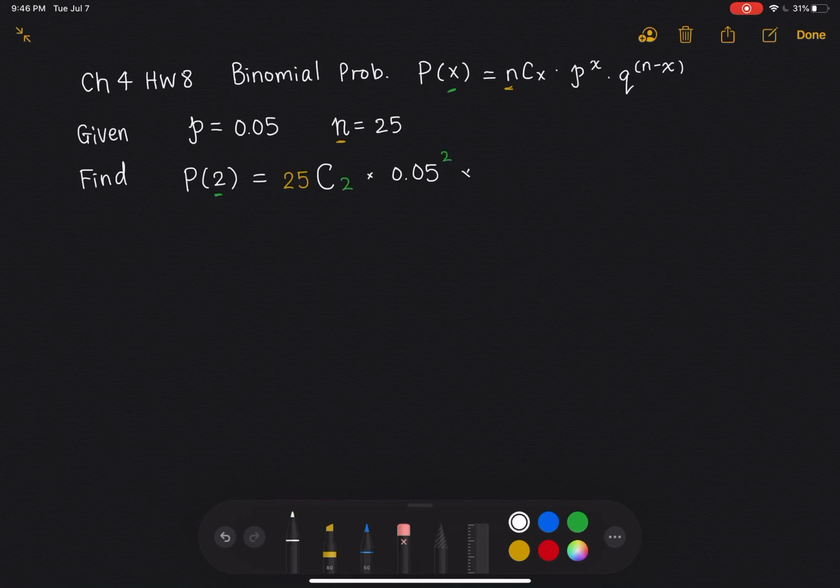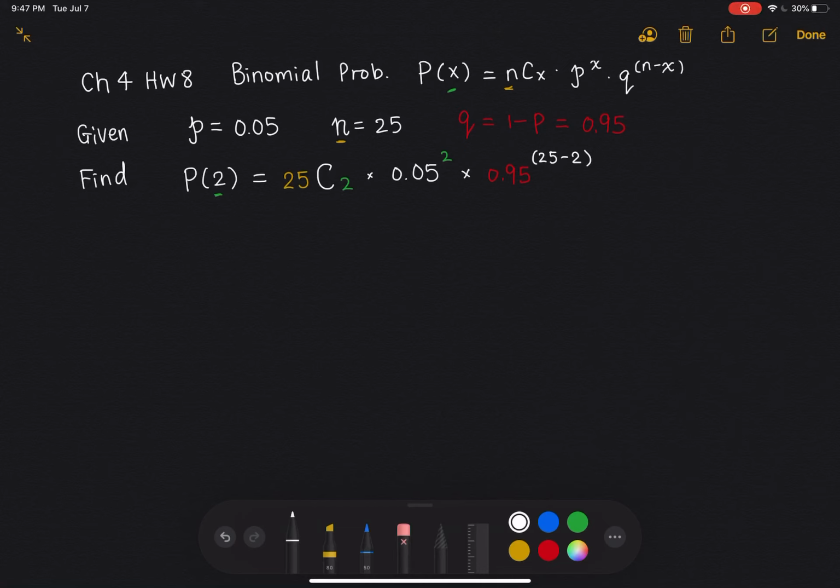And then you multiply by, what is Q in this case? So think about it. Q is 1 minus P, so make sure you remember this formula. And that is, okay, what is 1 minus 0.05? 0.95. Make sure you use a calculator if you're not sure. So that is 0.95 for Q raised to the 25 minus 2 power.